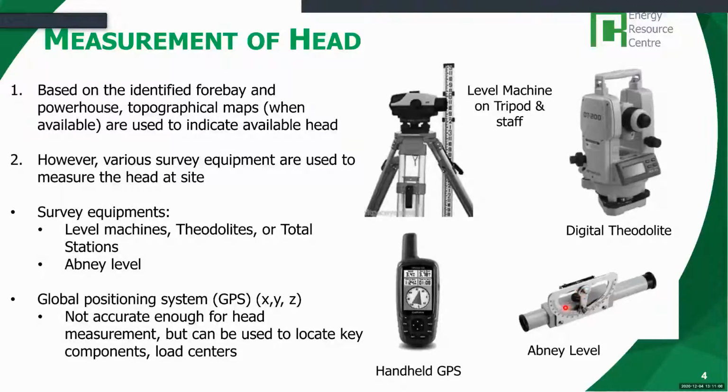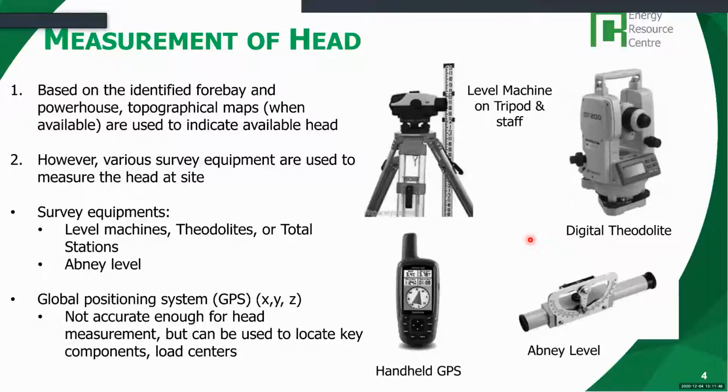Very commonly used survey equipment is the level machine. So this is a level machine. You find the level, and using that, based on the angle and the staff gauge, the height of this level, you transfer the elevation from one point to another, then you can get the head. Okay, and also you can use digital theodolites. Nowadays, theodolites and total stations are equipment which can be used, and they are very advanced, and you can even map the contour map.